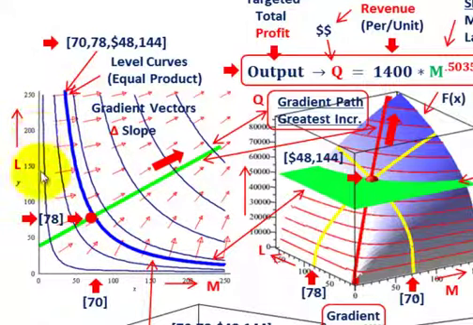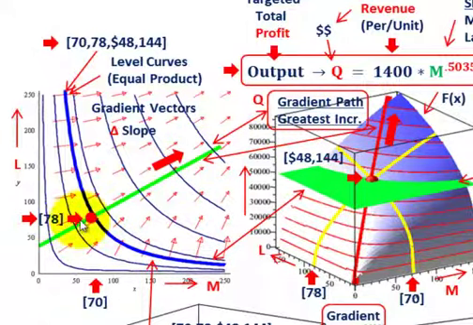So along our vertical axis here, we're increasing our labor inputs this way, and then along our horizontal axis here, this is where we're increasing our material inputs. I've got them both shown here at 70 units of material, 78 units of labor, and this is that targeted output here, $48,144. Now that lines up exactly here on our gradient path of the greatest increase.